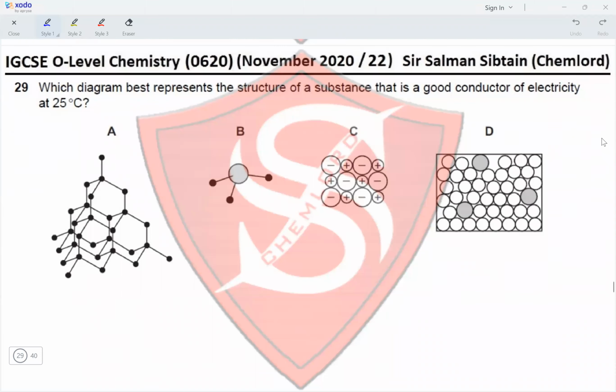Question 29. Which diagram best represents the structure of a substance that is a good conductor of electricity at 25 degrees Celsius? A represents a macromolecule with the same atom present. So this is diamond. This is the structure of diamond. Next, we have a covalent molecule with two different atoms. There are three atoms attached to a single atom, so this is a molecule similar to NH3. Next we have negative and positive charges aligned next to each other. So this is an ionic compound.